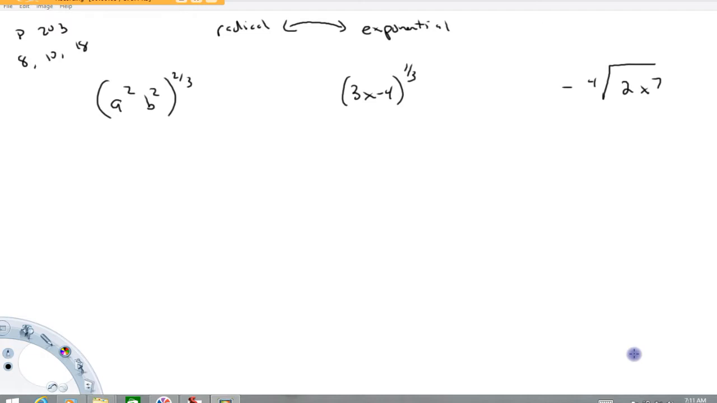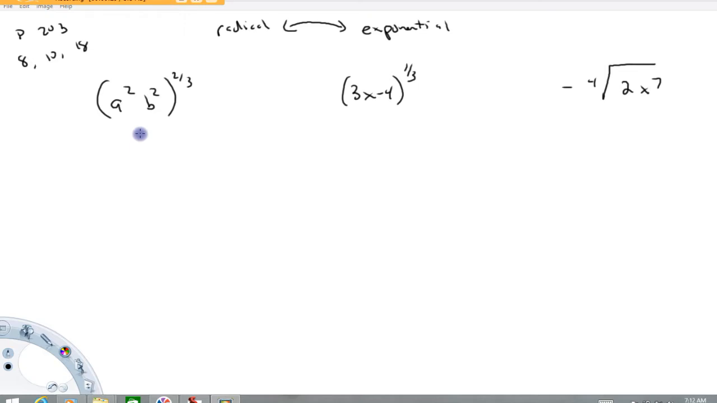I'm making this video to help demonstrate how to go back and forth between radical notation and exponential notation. So what we're going to do is take a look at numbers 8, 10, and 18. These are on page 203 of your algebra text. So we'll take a look at this guy first.